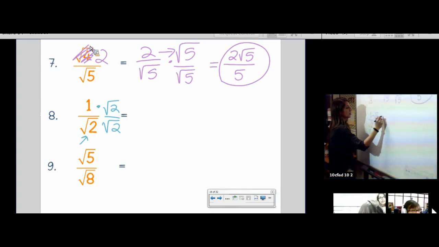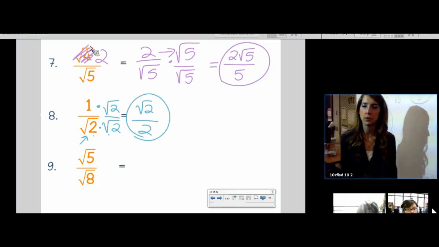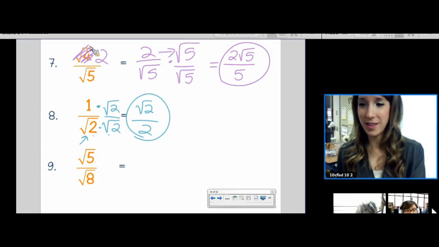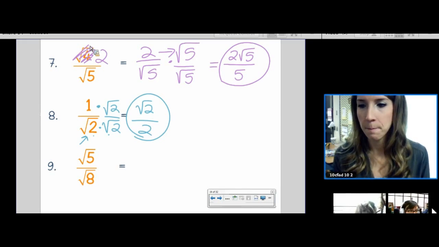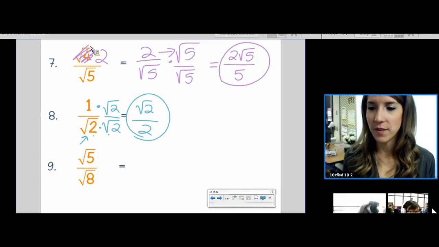1 times square root 2 is just root 2. Square root 2 times square root 2 is 2. So square root 2 over 2. This one looks just like the one that we did in the example with the 3, right? Number 9. Oh man, I don't spy any perfect squares.